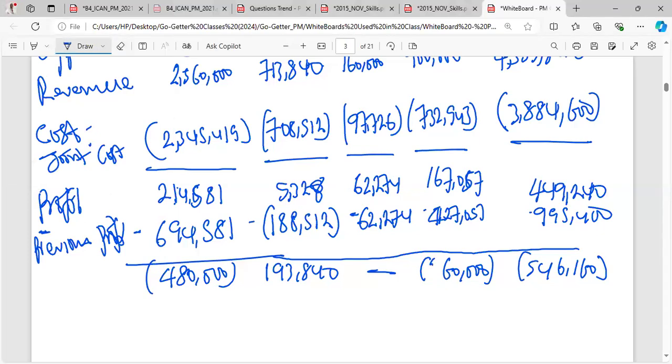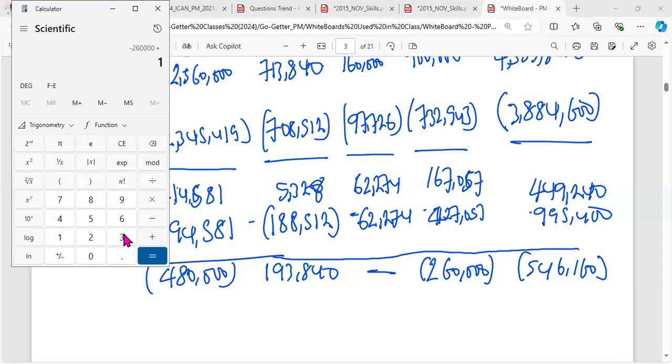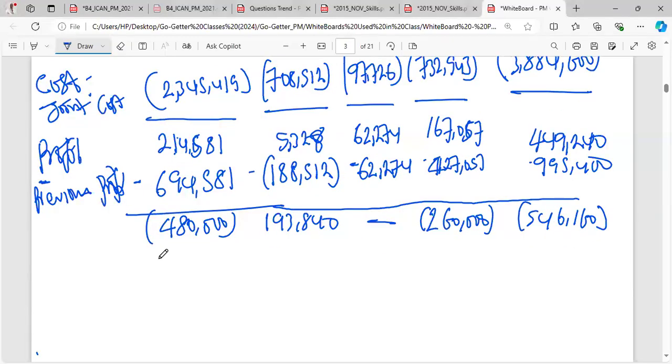So when I do 260, that's minus 260 plus 193,840 minus 480,000. That gives me the same figure I was looking for. So that's it. This is your change in profit. So I call this change in profit.